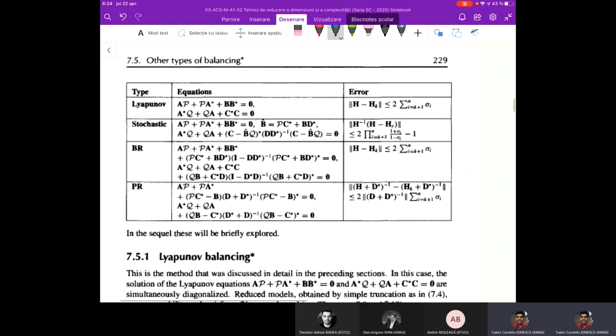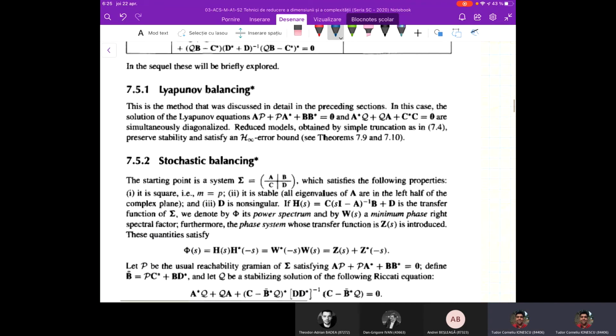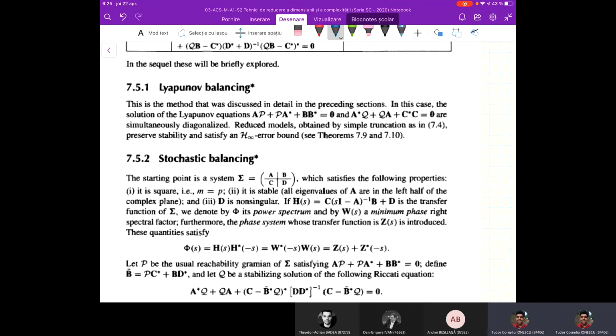So you see that each of the balanced truncation variants is related to a specific pair of Lyapunov equations. And the notion of error bound can be easily extended to all the variants of balanced truncation. Lyapunov balancing is the classic, the one that we have discussed so far, with the controllability function, the observability function, and the associated gramians. We have discussed that. It's all clear.